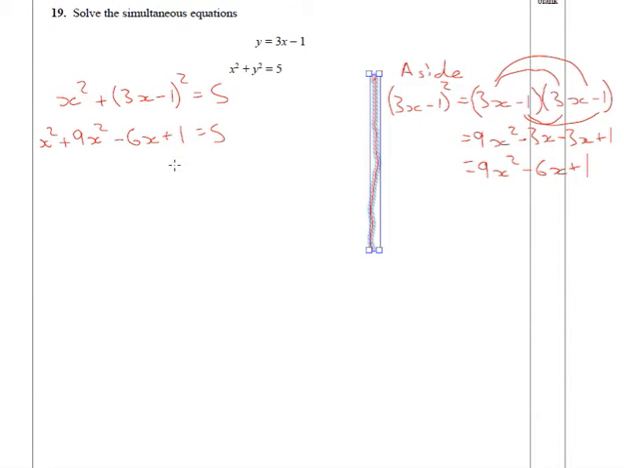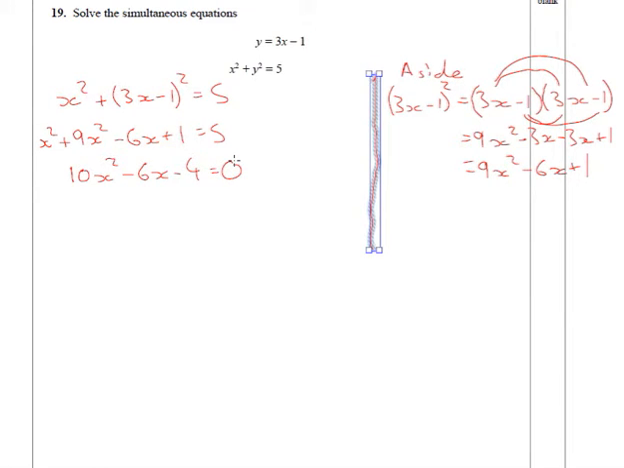Now you need to collect together the bits, and what you want to do, you've got a quadratic equation, so you always need to make it equal to 0. x squared and 9x squared gives you 10x squared. There's no other x's to go with the 6x, so just minus 6x. And the 5 moves over and becomes minus 5. So 1, take away 5, is minus 4. To make it equal to 0.